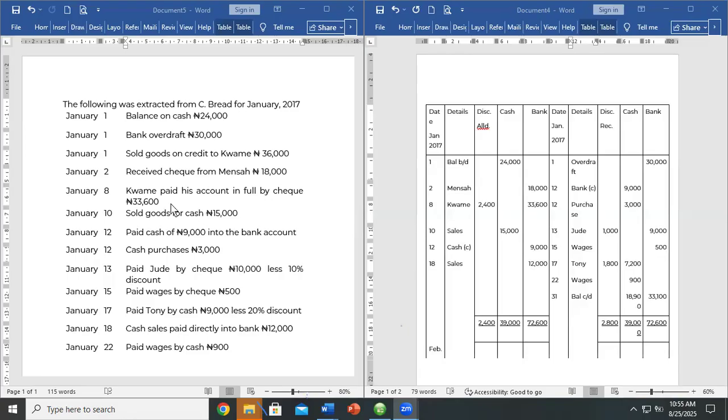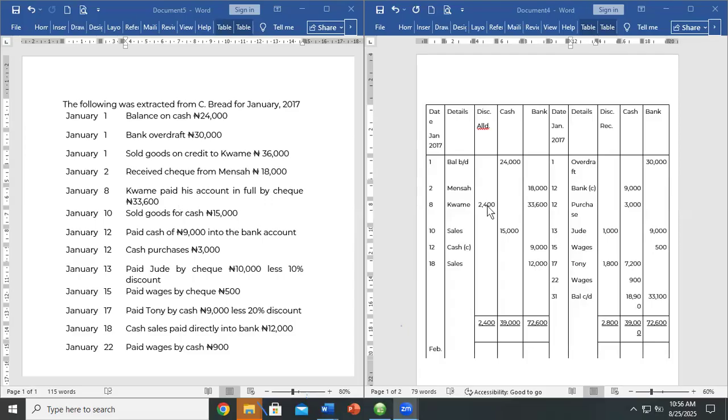right, on the 8th of January. So these were monies we received from Kwame. So that is a debit, right? So on the 8th, you see Kwame here. We received 33,600, but we need to show that we allowed a discount. That's the difference between how much he owed and how much he is settling, which is 2,400. So that 2,400 is a discount allowed.